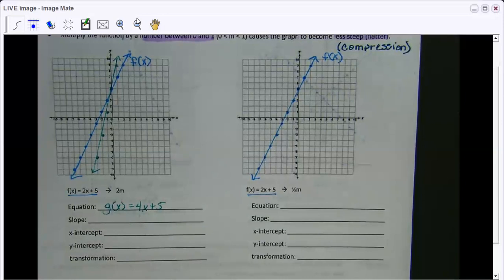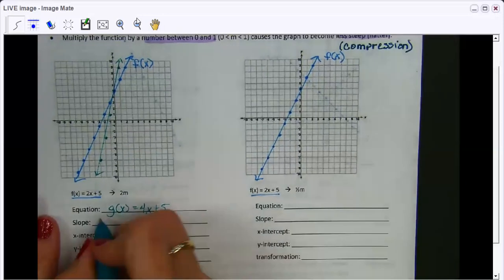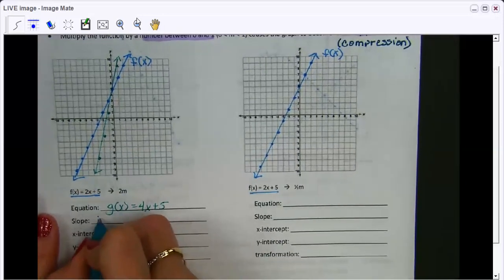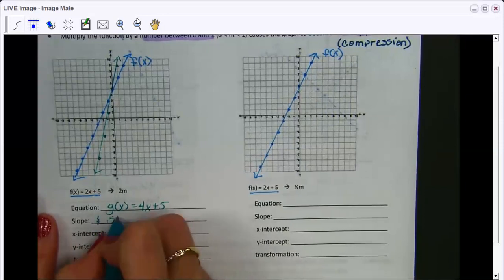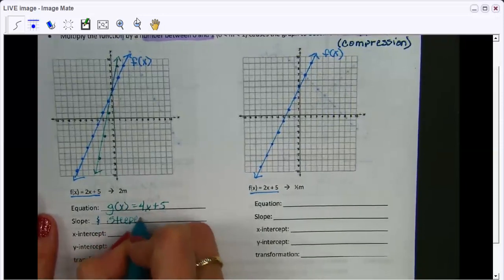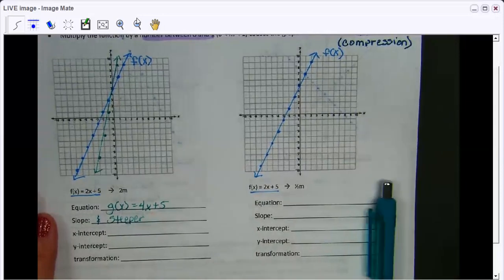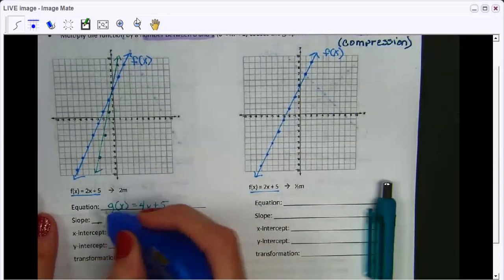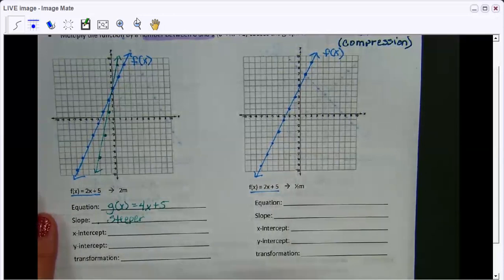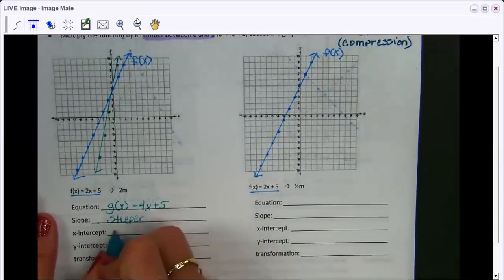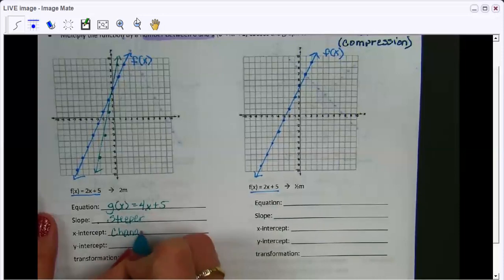Okay. What happened to our slope? Yeah, so increase, or you can put steeper. All right, what happened to your x-intercept? It changed. The y-intercept stayed the same.